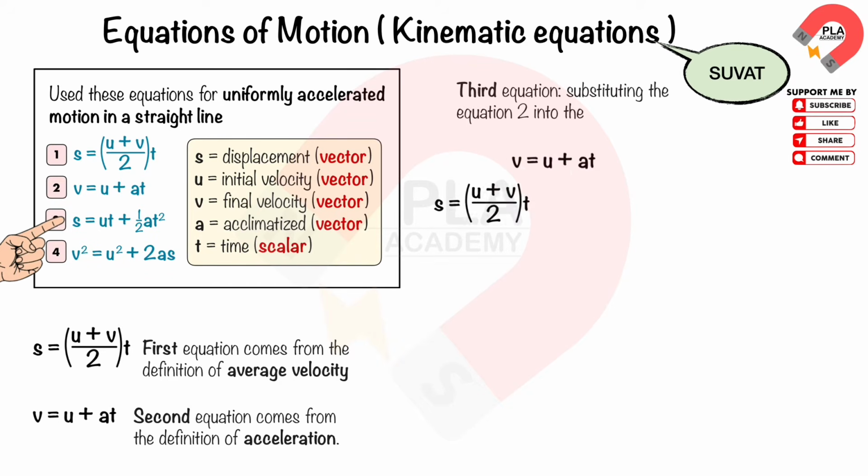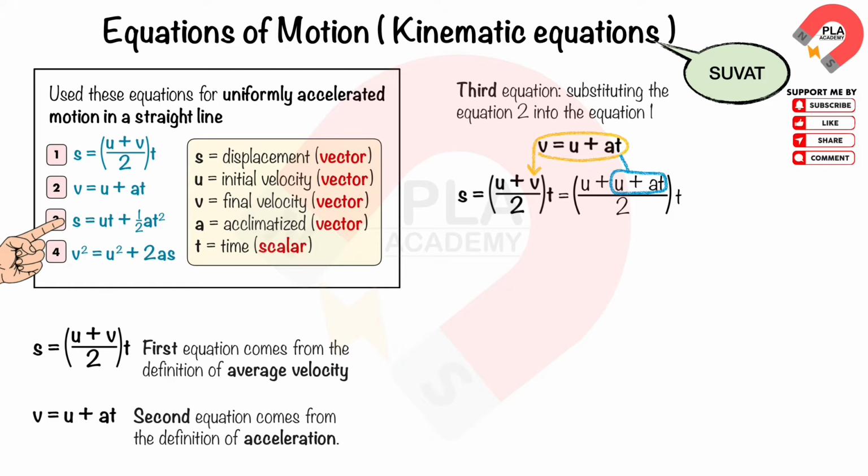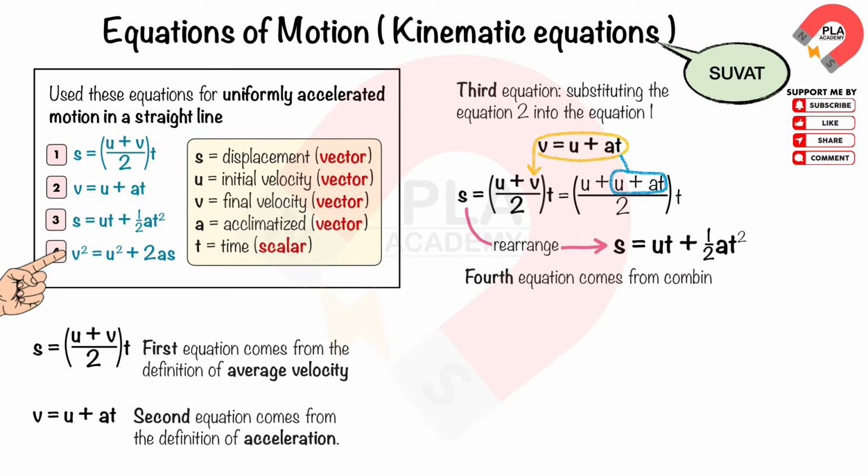We substituted the second equation into the first equation, like this. And then we rearranged the equation to get the third equation, like this. We got the fourth equation by combining the first and second equations.